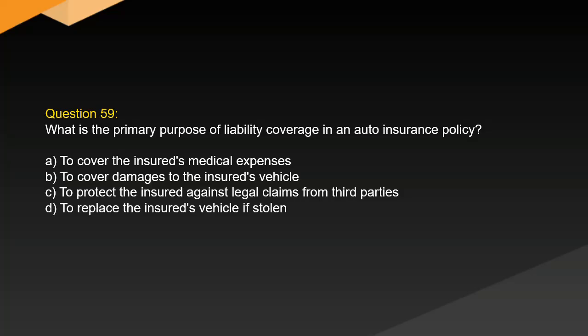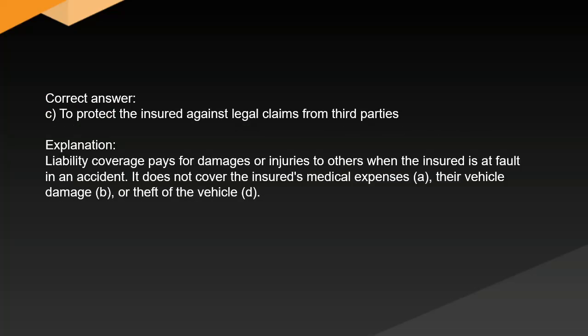Question 59. What is the primary purpose of liability coverage in an auto insurance policy? A. To cover the insured's medical expenses. B. To cover damages to the insured's vehicle. C. To protect the insured against legal claims from third parties. D. To replace the insured's vehicle if stolen. Correct answer: C. To protect the insured against legal claims from third parties.